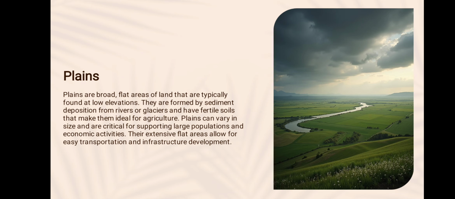The next one and the last one is the plains. What are plains? We must have seen so much plain land where we used to stay. Plains are broad, flat areas of land that are typically found at low elevations. They are very low in elevation, not high. They are formed by sediment deposition from rivers or glaciers and have fertile soils that make them ideal for agriculture. Plains can vary in size and are critical for supporting large populations and economic activities.